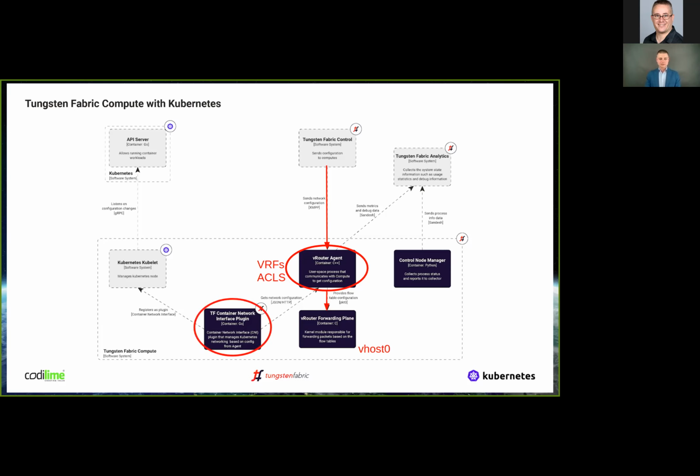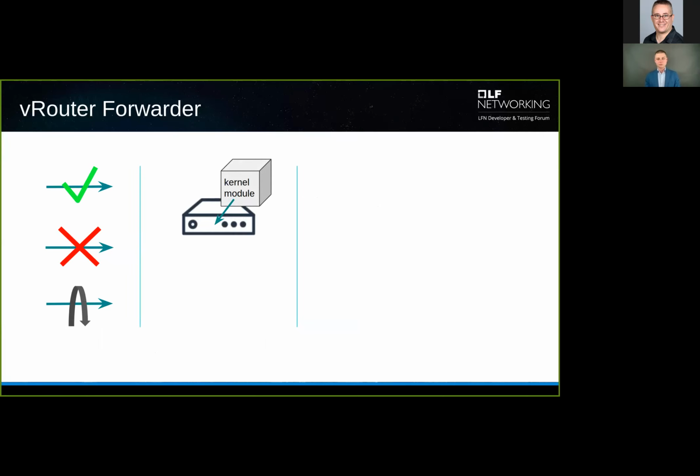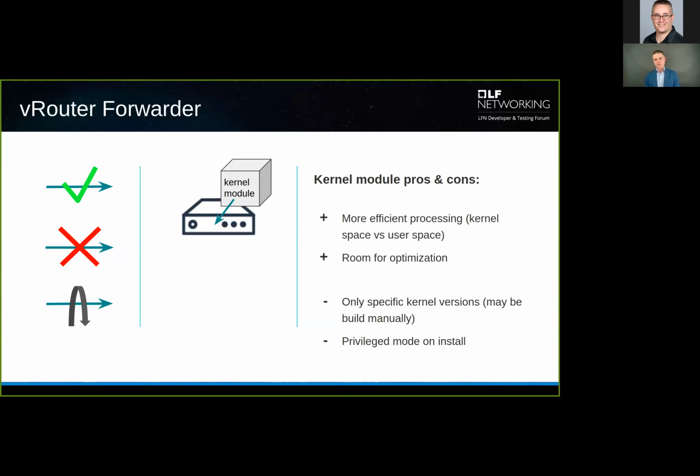Yeah, and I was talking about the CNI plugin as well. When we have the vRouter forwarder, it can allow, deny, or redirect the traffic. Usually how it works is that we have our machine and we apply the kernel module. The kernel module has some pros and cons. Some pros are that it's more efficient. It has more efficient processing because we're using kernel space instead of user space. We also have room for optimization in this module.